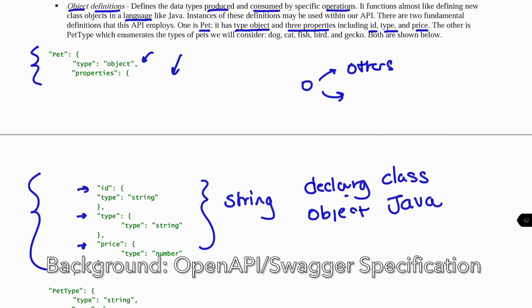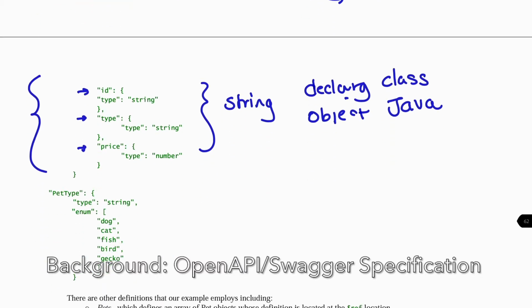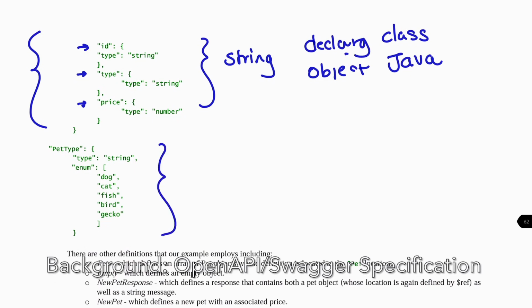The other is pet type, which enumerates the types of pets we will consider: dog, cat, fish, bird, etc. And so you can see down here, pet type is of type string, and it has the following values, the enumerations: dog, cat, fish, etc.